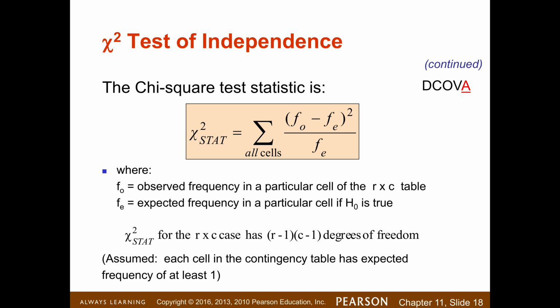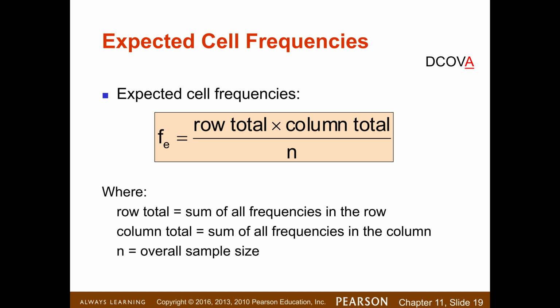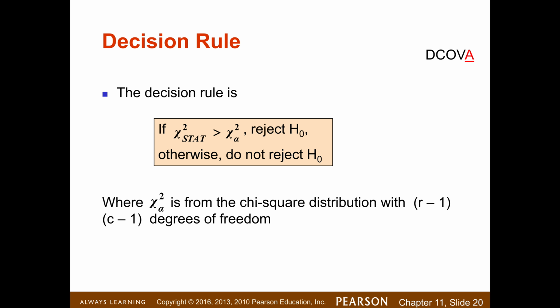Then down at the very bottom, you'll see the degrees of freedom, as I said earlier: the number of rows minus 1 times the number of columns minus 1. So if we have a 2 by 2 table, we have 2 rows and 2 columns, so R would be 2 and C would be 2, so we would have degrees of freedom 2 minus 1 times 2 minus 1, which of course is just 1. Expected cell count frequencies can be found by taking the row total times the column total divided by n. Again, we can do that manually, or we can have StatCrunch do it. And guys, the decision rule is the same.